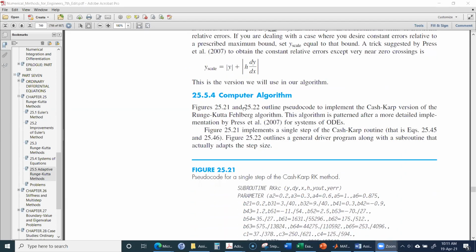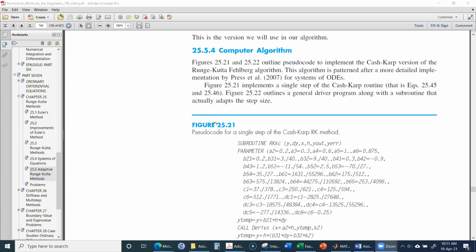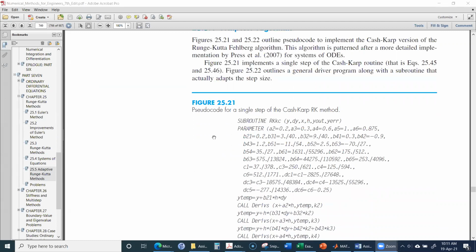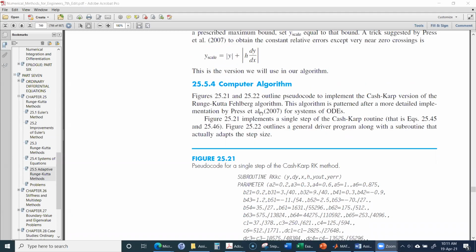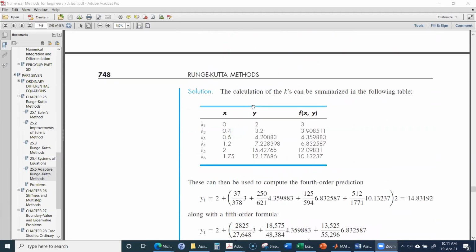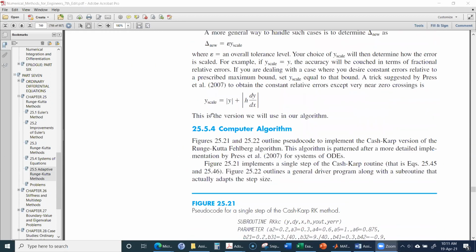Okay, so this type of calculation can be adopted with the help of a computer algorithm. That computer algorithm has been presented as pseudocode in the book chapter over here. So this is the pseudocode for the Cash-Karp RK method, that is, the Runge-Kutta-Fehlberg method.